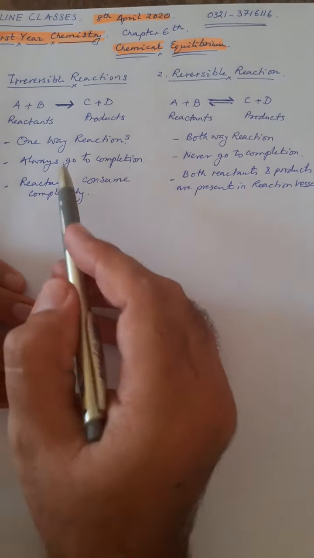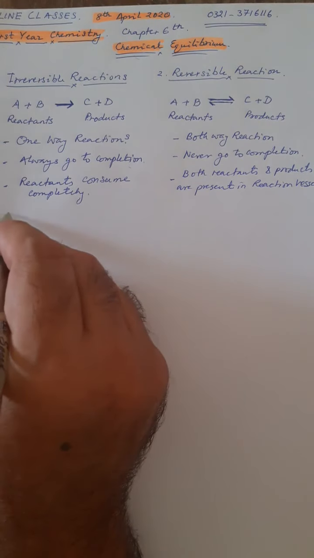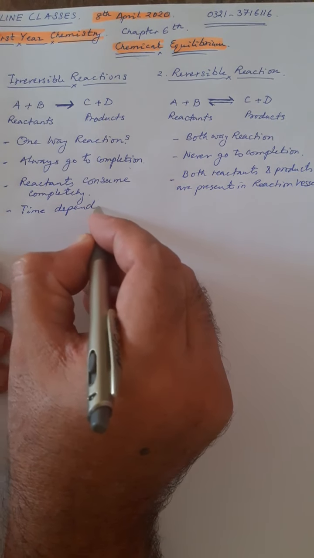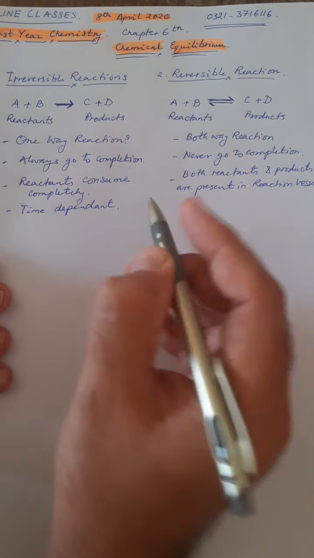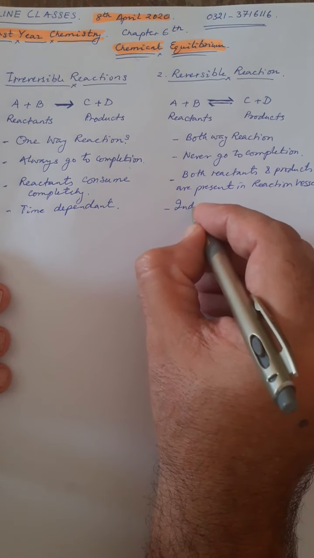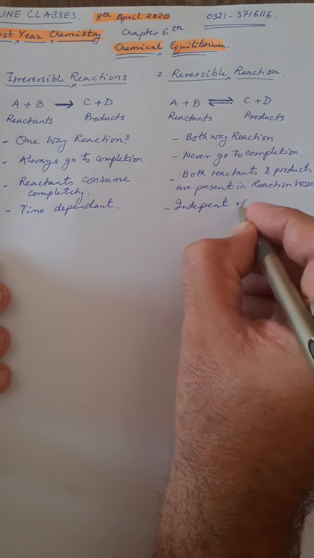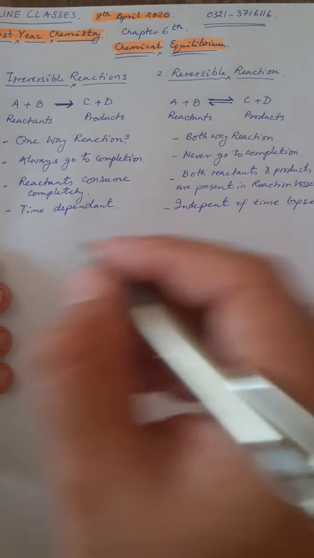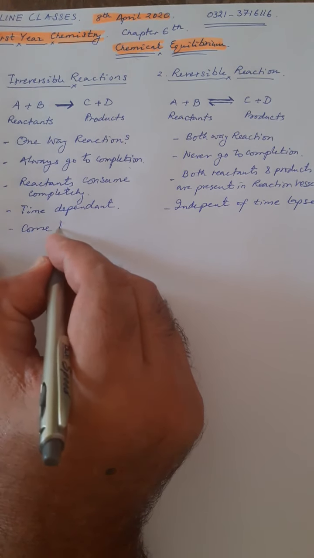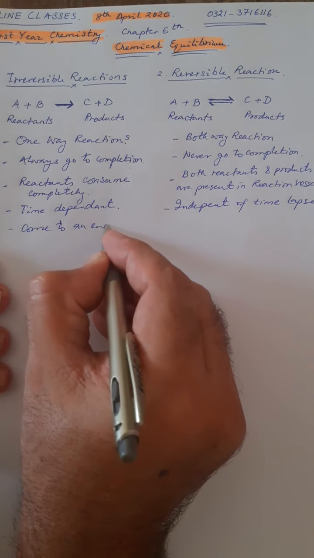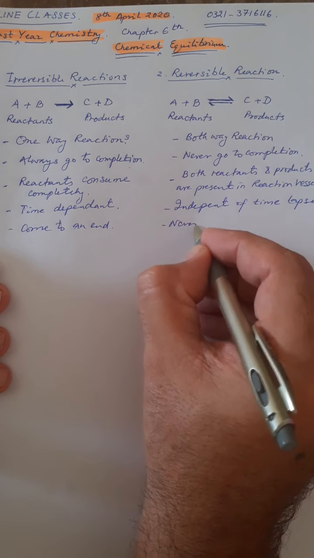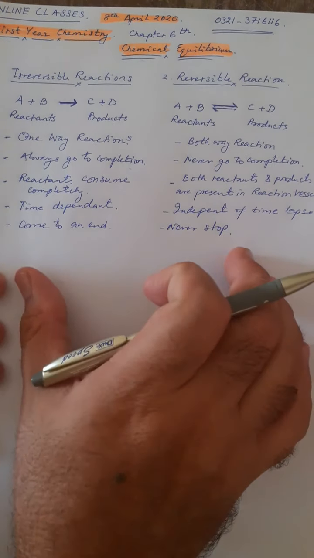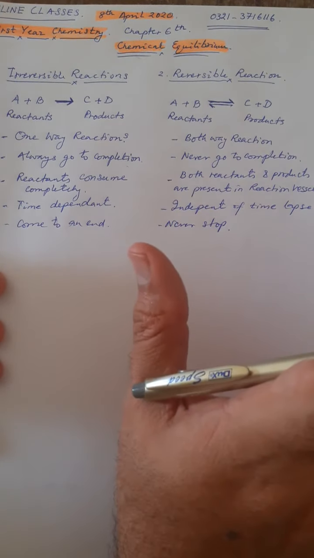So this reaction is time dependent. It is going to get done with time, sooner or later. Okay, these are independent of time lapse, because they continue forever. Okay, they come to an end and they never stop. So these are two basic types of reactions in chemistry based on extent of reaction.